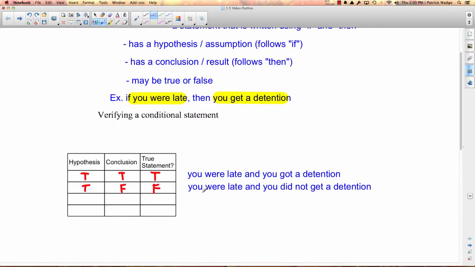This would be like in my class, right? You were late and you did not get a detention. So therefore, this statement right here does not hold in Mr. Wadger's class. But in other teachers' classes, it probably does. That would be like the top row.